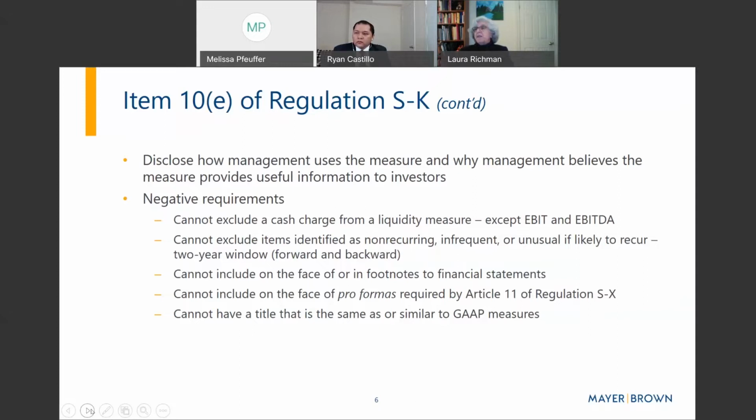So, for example, it can't exclude a cash charge from a liquidity measure except for EBIT or EBITDA. And when you're thinking in terms of a non-recurring, infrequent, or unusual measure, you have a two-year window backward and forward. Also, don't use non-GAAP financial measures on the face of or in footnotes to financial statements, or on the face of pro formas. And when you name them, it's important that it can't have a title that is the same as or similar to a GAAP measure.